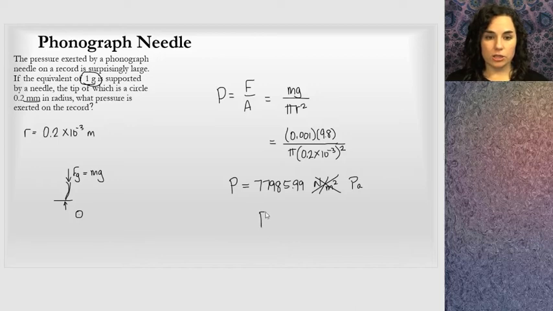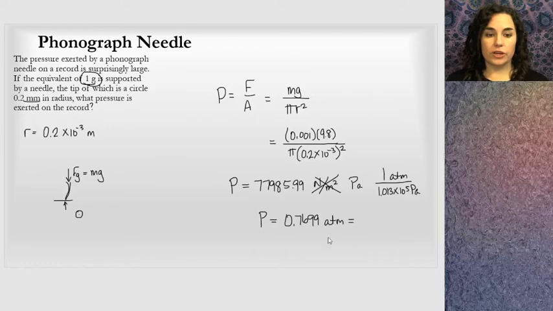They say it's large. So if I convert this to atmospheres, I'm going to know that there is 1.013 times 10 to the fifth pascals in 1 atmosphere. And so when I convert this to atmospheres, I get 0.7699 atmospheres. So a little over 3/4 of an atmosphere there. On that teeny tiny surface between the needle and the phonograph, right there, that's pretty large.